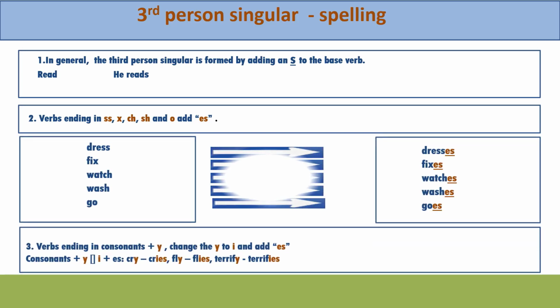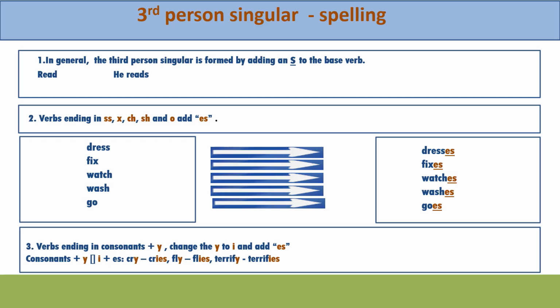So if we look at the word dress, it ends with a double S, so we add an ES, dresses. We look at the word fix, ends with an X, so we add an ES, fixes. We've got the word watch, which ends in a CH, so we add an ES, watches. Wash, SH, we add an ES, washes. And then go ends with an O, we add an ES, goes.